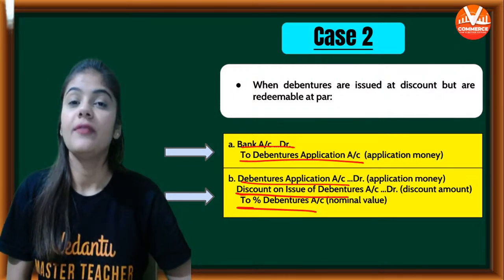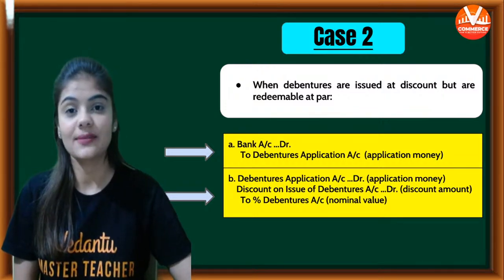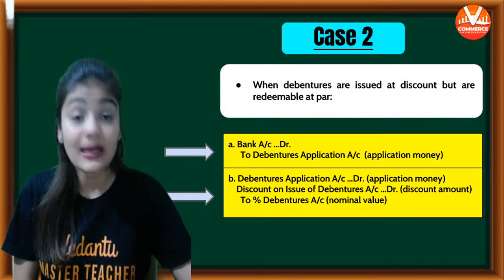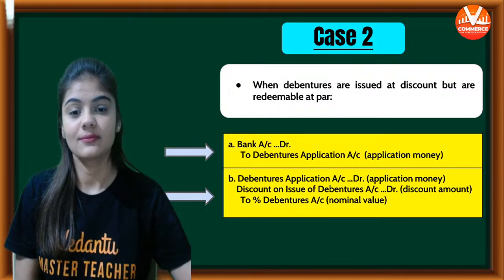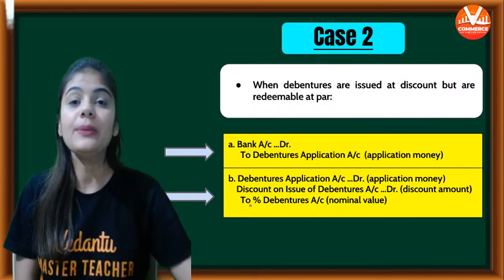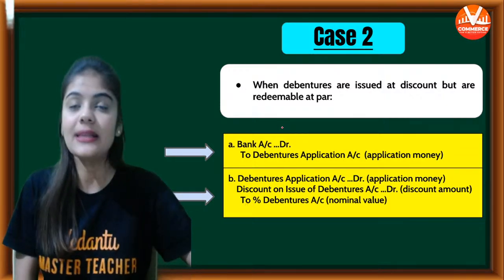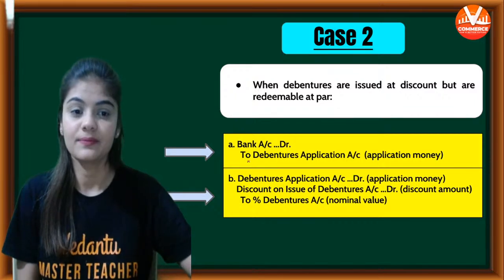Now, we have also covered these journal entries in our previous classes. ये एंट्री भी हमने पहले करी हुई है. As discount is a loss for the company, it will be debited in the books. As all expenses and losses are debited, discount is also debited.